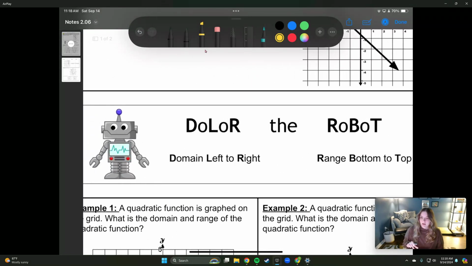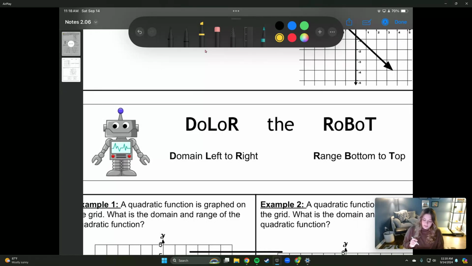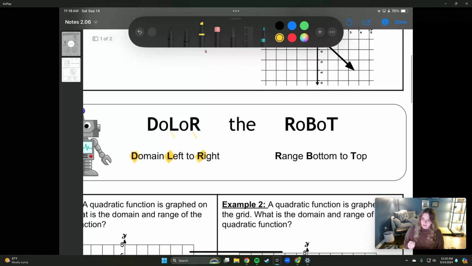All right, now, Delore the robot. This is just to help you remember that your domain is left to right, DLR, and your range is bottom to top, RBT. So if you ever are thinking to yourself, oh, I can't remember, domain is what was it? Think Delore the robot, or Dolor, however you want to say its name. And domain is left to right, range is bottom to top.